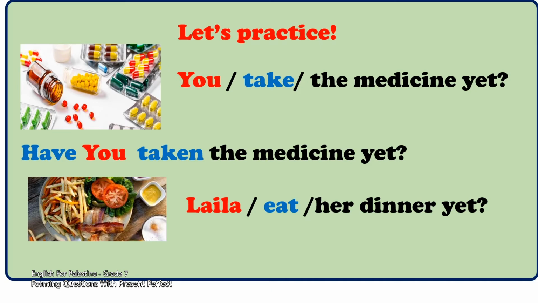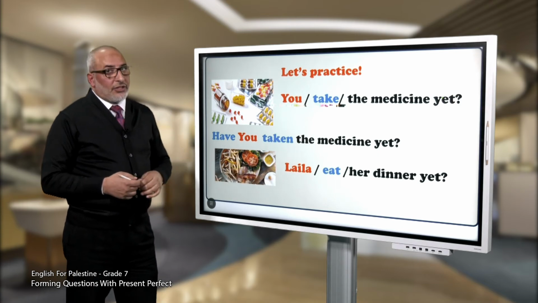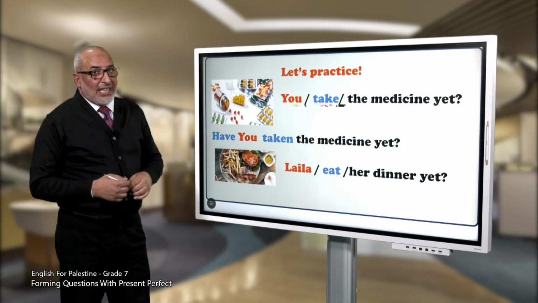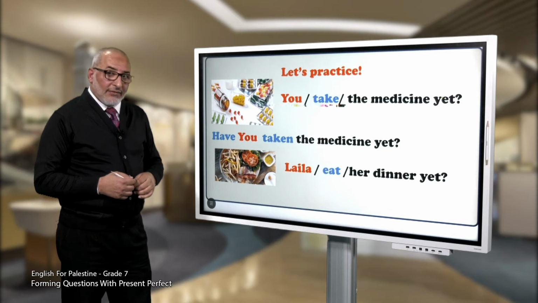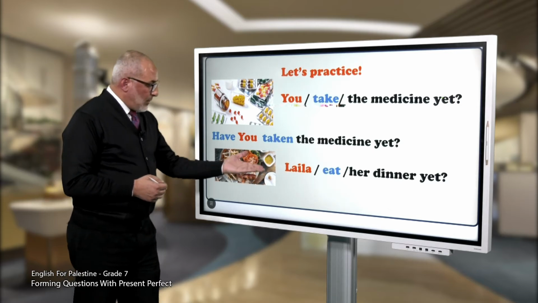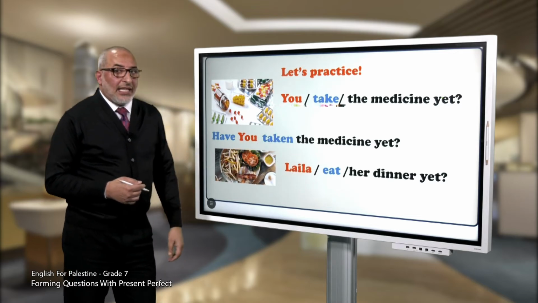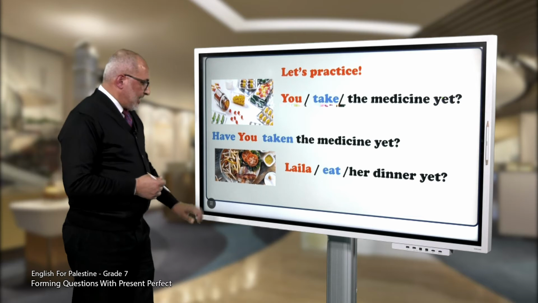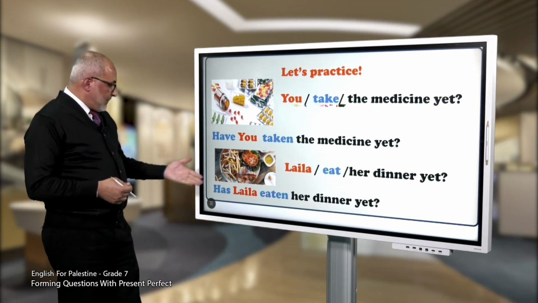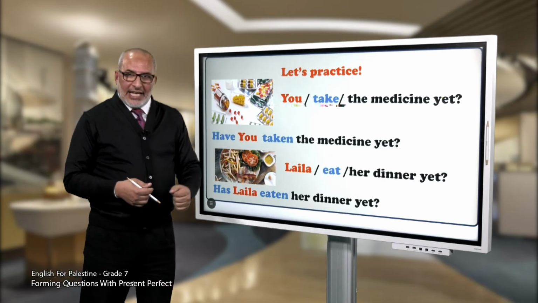Layla eat her dinner yet? Again, the subject here is Layla. We should start the question with has or have. Yes, with has because Layla is singular. So has, and the past participle of eat is eaten. Excellent. So, has Layla eaten her dinner yet?